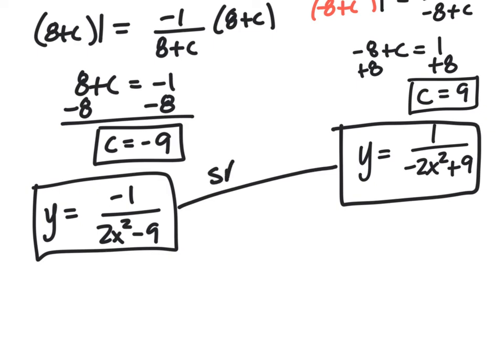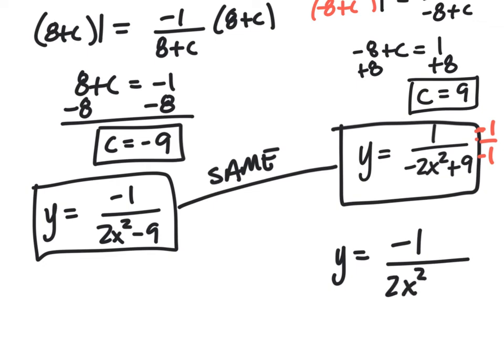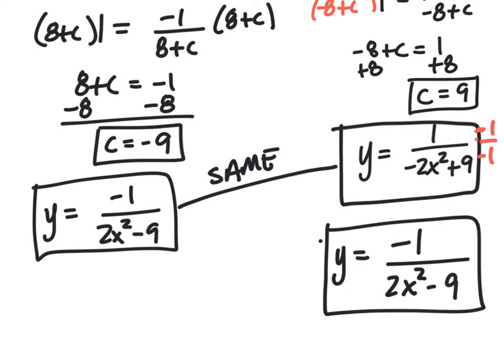They're just, one has a negative factored out of the denominator, and they ended up putting it in the numerator, okay? And what I can do to show you that is multiply this by negative 1 over negative 1. And when I do that, I get y is equal to negative 1 over positive 2x squared minus 9, okay? And so this is the same thing as that, okay, or as this, all right? So that's what I want you to see.